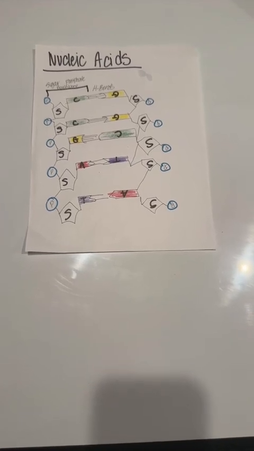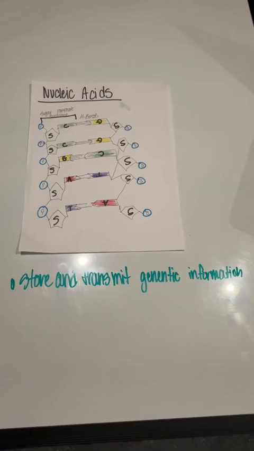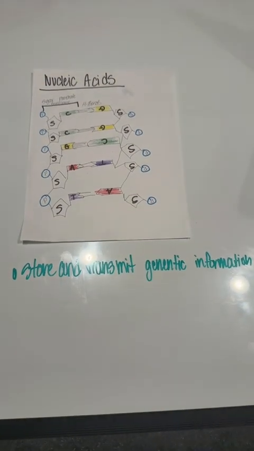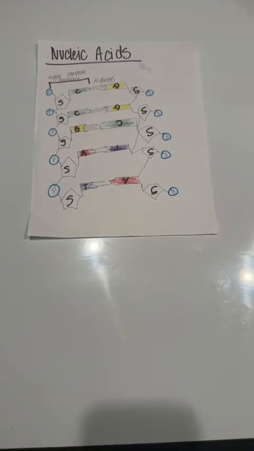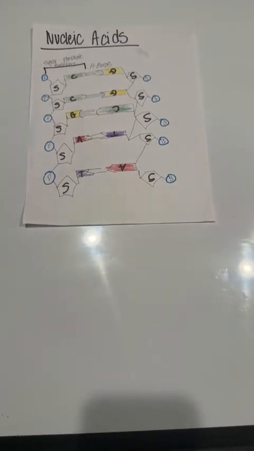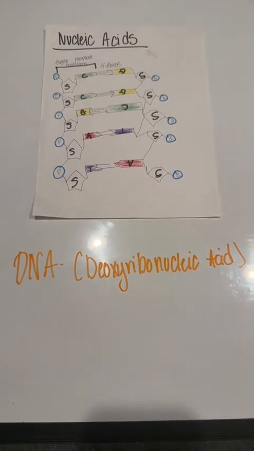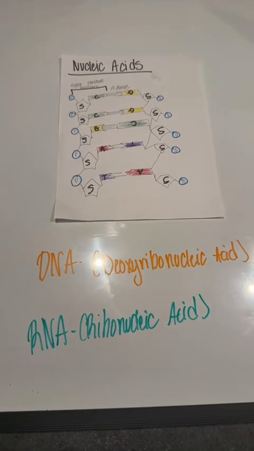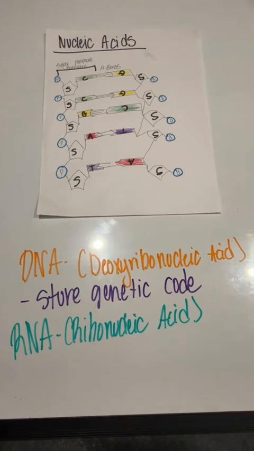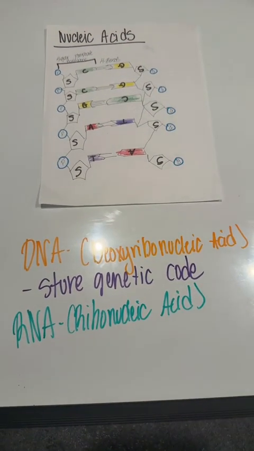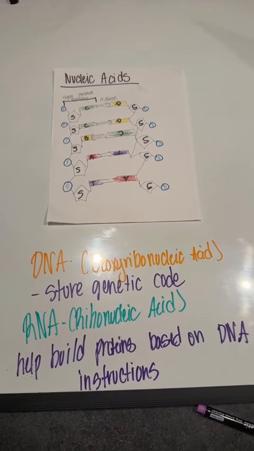As stated by genome.gov, the function of nucleic acids are to store and transmit genetic information and direct protein synthesis. Examples of nucleic acids are DNA or deoxyribonucleic acid and RNA or ribonucleic acid. The purpose of DNA is to store genetic code, and the purpose of RNA is to help build proteins based on DNA instructions.